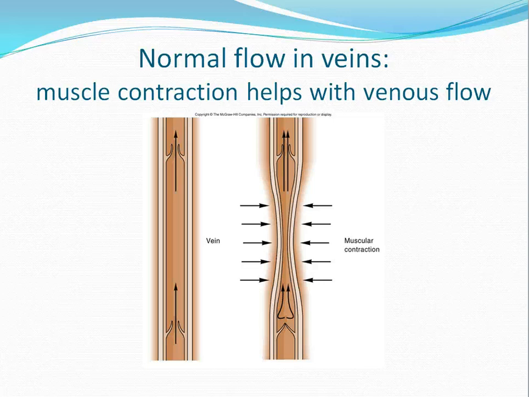This picture illustrates how our muscles help with blood flow. When our muscles contract, they will squeeze and compress our blood vessels, which will force the blood back to the heart. If our muscles are inactive, this mechanism is not set into motion, and you will have decreased venous return or decreased blood flow in the venous system.